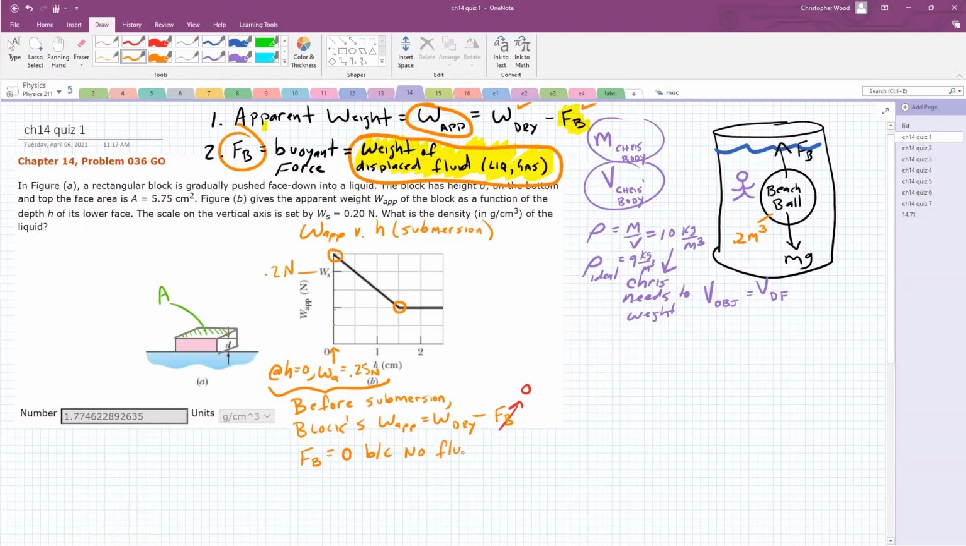It's like when you climb into a backyard swimming pool, you're displacing a lot of fluid and you're experiencing a buoyant force. But this is before you actually climb into the swimming pool. The buoyant force is 0 because no fluid is displaced. Okay. So that's a lot of talking.